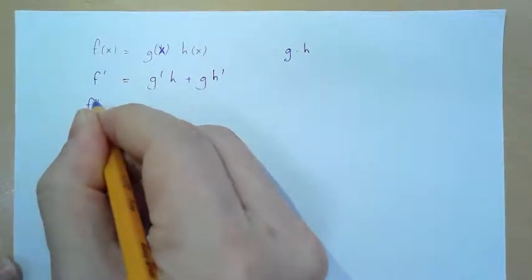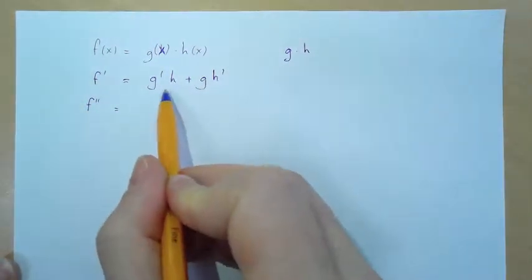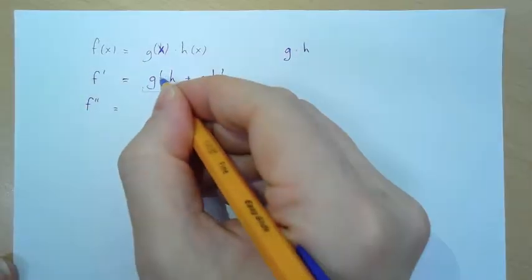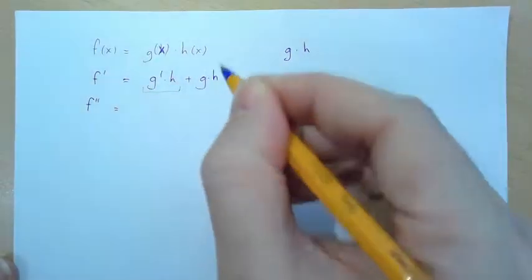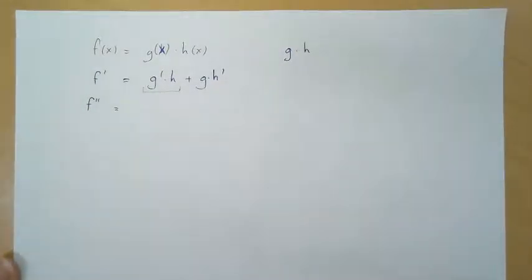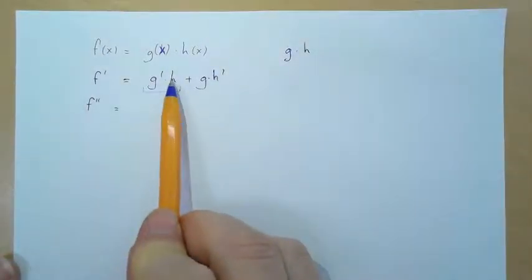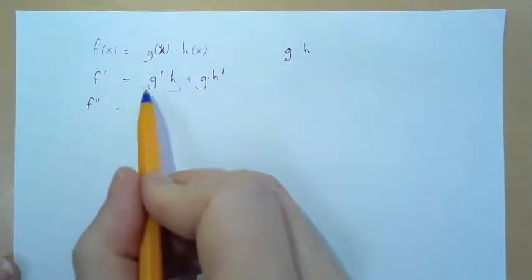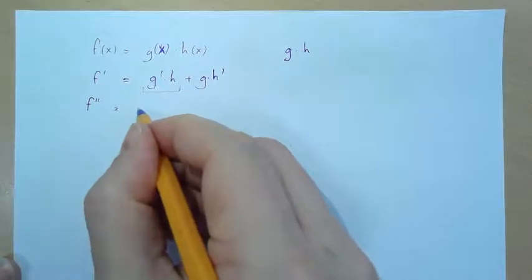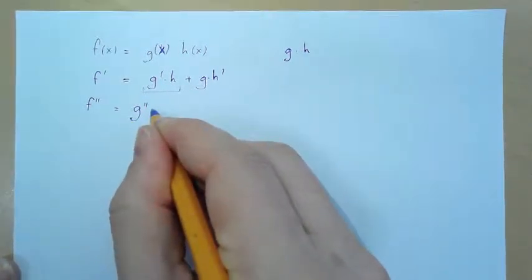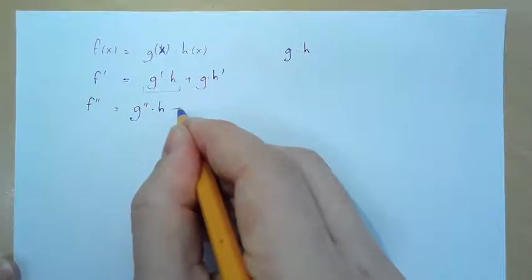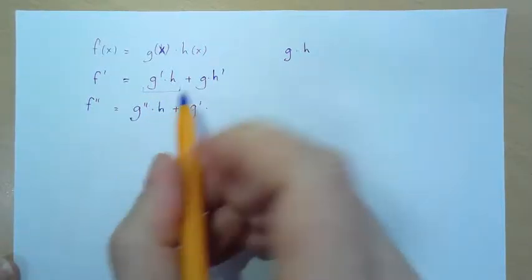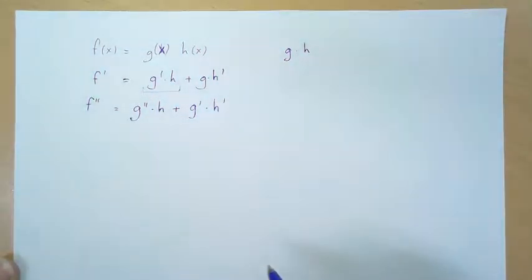If I want to find the second derivative, I need to look at each one of these terms separately. Firstly, g prime times h. This is a product. That one is a product too. So I need to use the product rule for that. I need to pretend this is u, this is v, and I'm going to do u prime v plus u v prime. So u prime is the derivative of this. It's actually g double prime times v plus u, which is g prime, times v prime, which is the derivative of h.